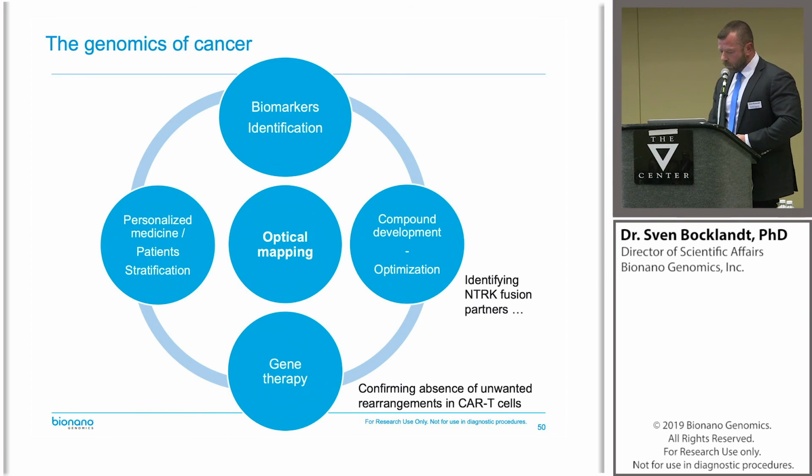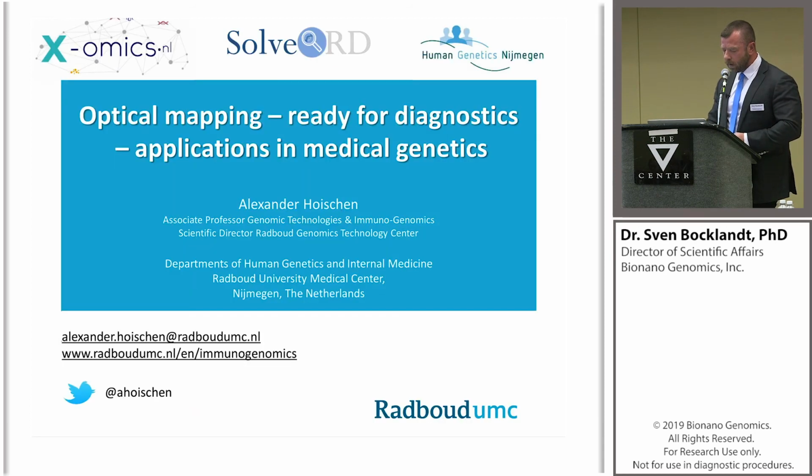So I want to finish by talking about a validation study that is ongoing in the Netherlands. Alexander Huizen from Radboud University in Nijmegen and his team are doing a large study based on leukemias, 100 leukemia genomes and 50 constitutional cases.